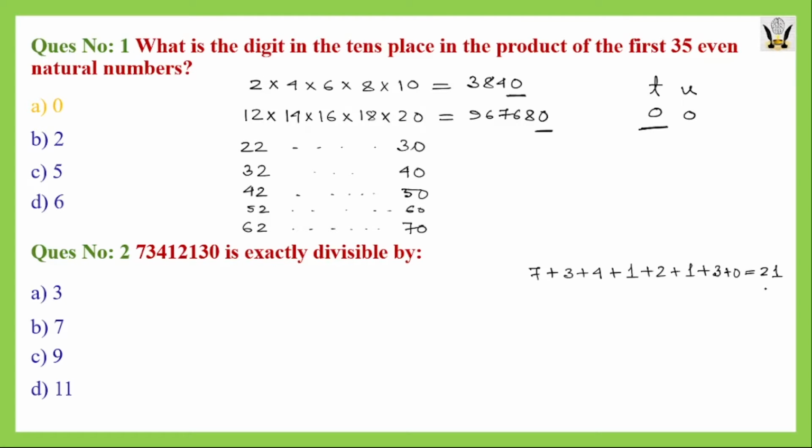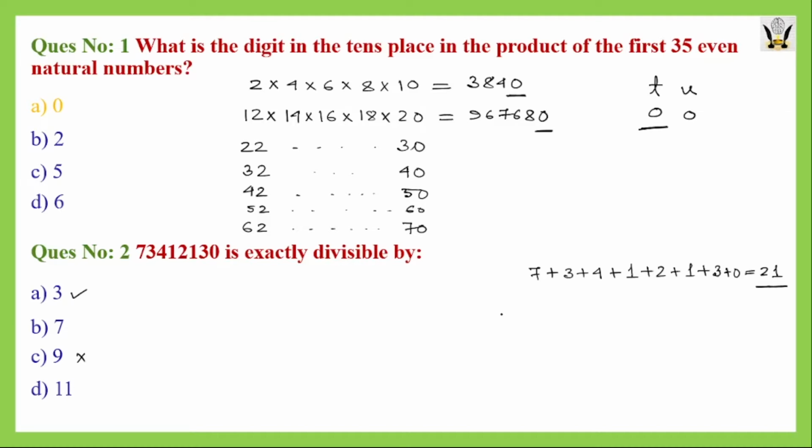So here the summation of all the digits in that given number is 21, which is divisible by 3. So that number will be divisible by 3, but this is not divisible by 9. So that number will not be divisible by 9. And let's check for the other two given options.